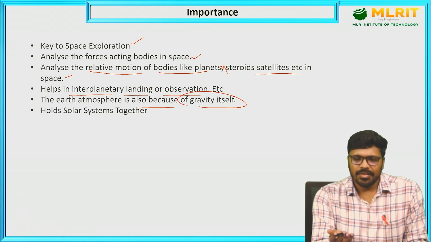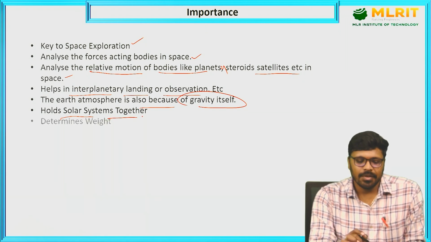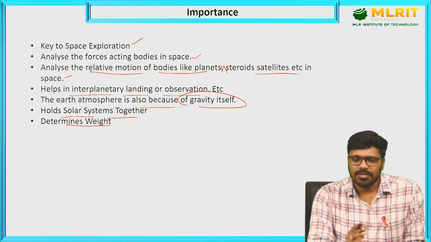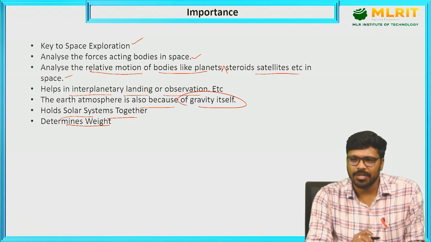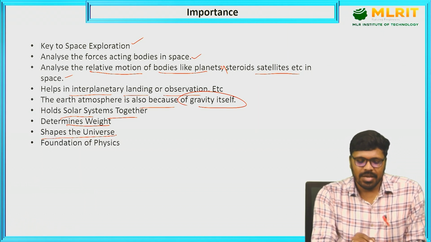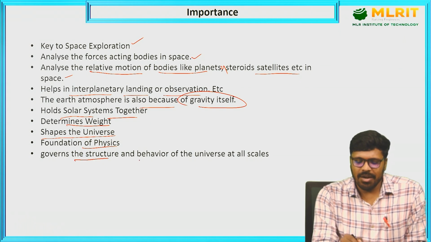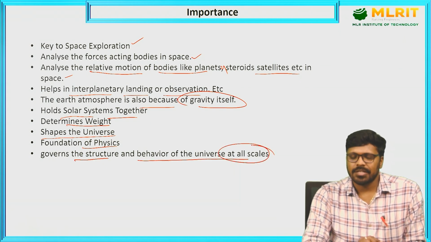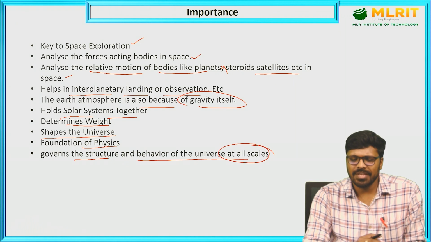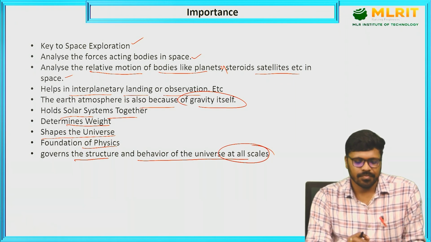And gravity itself holds the solar system together. It determines the weight of an object. The weight of an object changes from one planet to another based upon the gravitational force of that particular planet. And this gravity itself shapes the universe, and it is the foundation of physics. Finally, it governs the structure and behavior of the universe at all scales. So gravity is the basic foundation for physics.